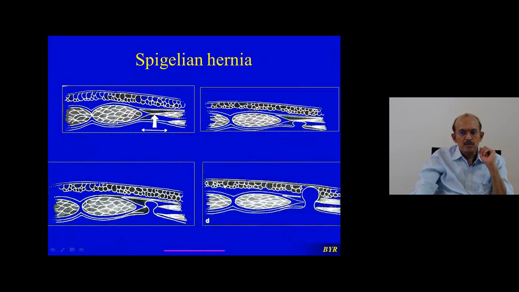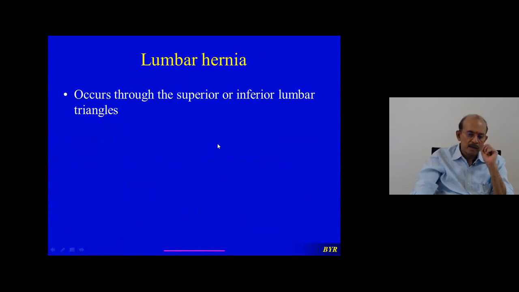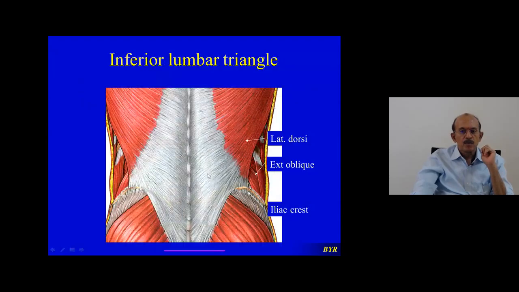Of course, this is the lumbar hernia. It occurs through the superior or inferior lumbar triangles. So, the inferior lumbar triangle, the anatomy. This is the thoracodorsal fascia. This is the latissimus dorsi muscle. And here is the external oblique muscle origin. And here is the iliac crest. So the space between the iliac crest, posterior border of external oblique muscle, and lateral border of latissimus dorsi muscle is the inferior lumbar triangle.